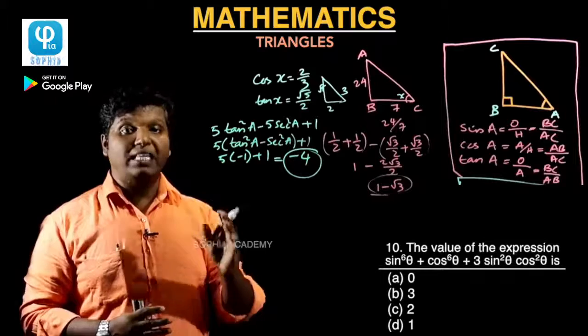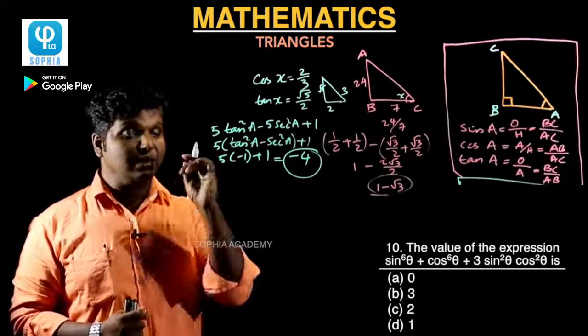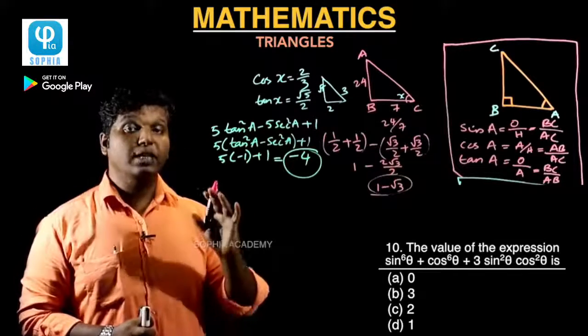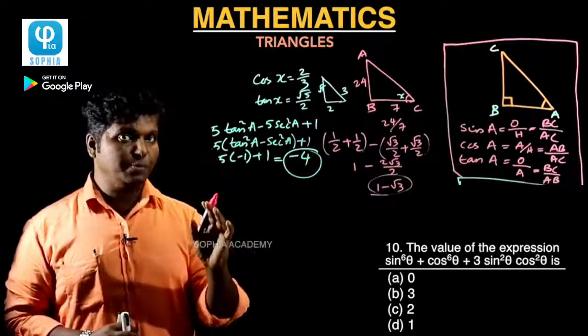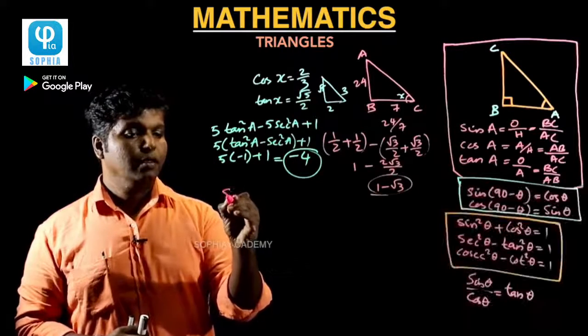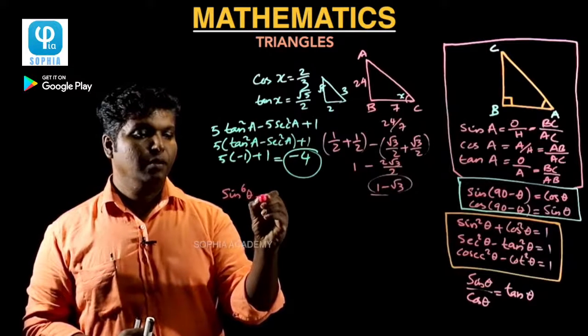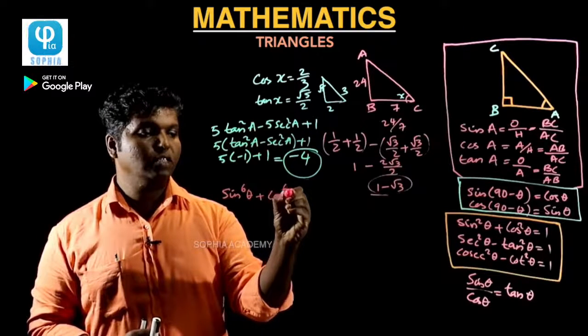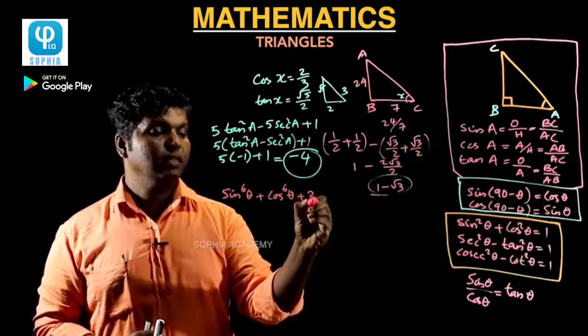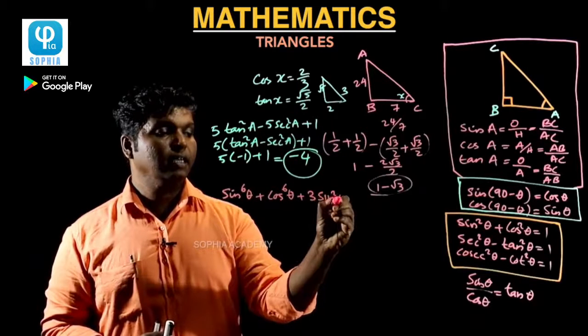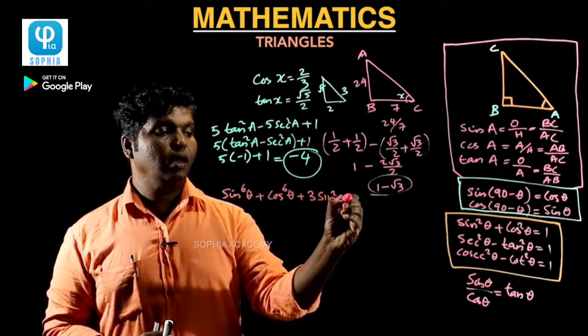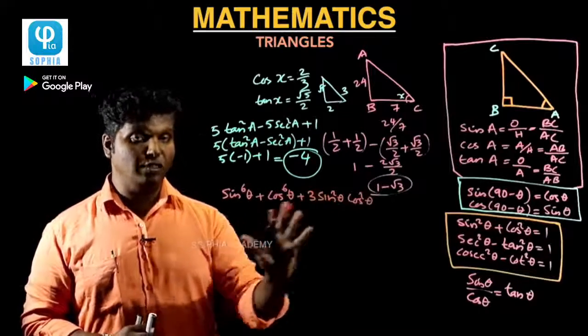The value of the expression sine raised to 6 theta plus cos raised to 6 theta plus 3 sine square theta cos square theta. Let me write that one. So here you have to find the value of the expression. You have to find the value of this one.